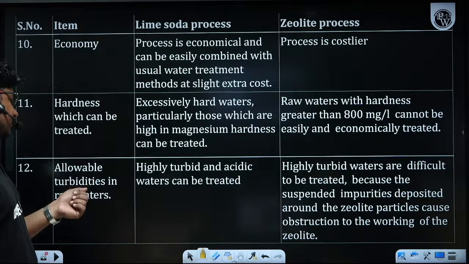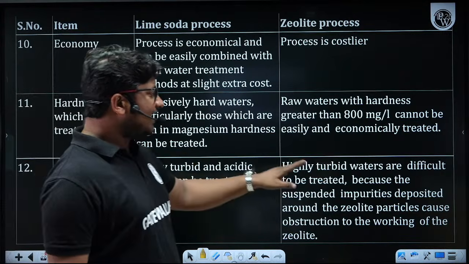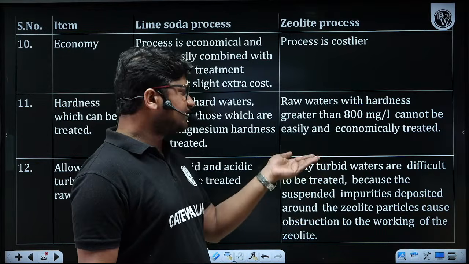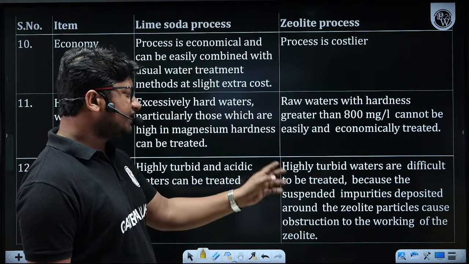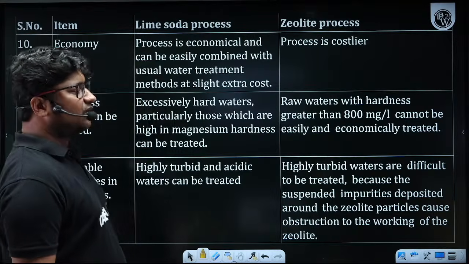Allowable turbidities in raw water. Highly turbid and acidic water can be treated in lime soda. Highly turbid water is difficult to treat with ion exchange, because the suspended impurities deposit around the zeolite particles and obstruct the working of the zeolite.